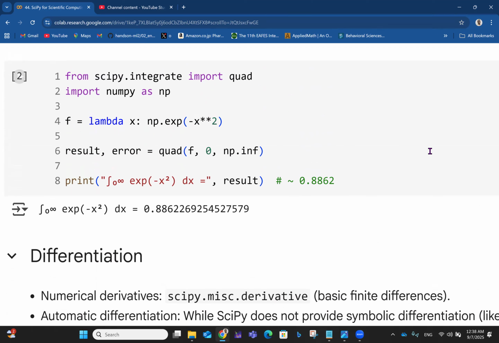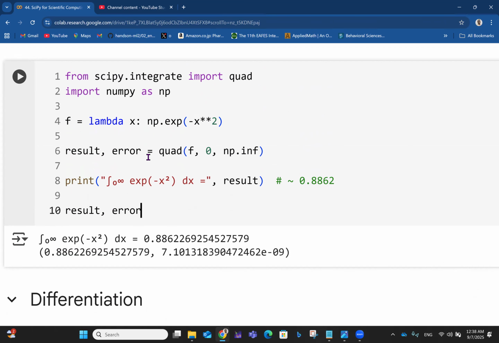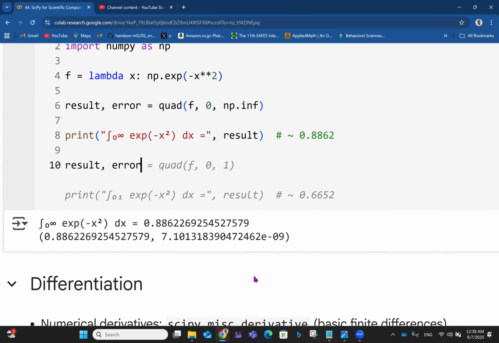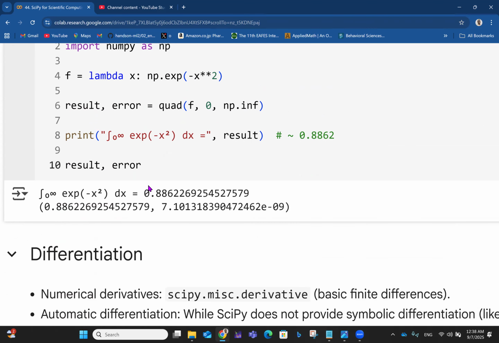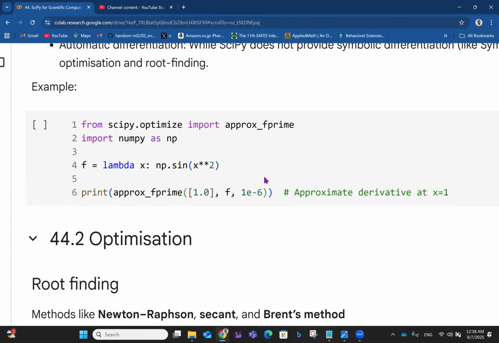Okay, up here we only printed the results. We had results and error, so we could print the results and the error attached to it together. I think that's important because when you do numerical stuff, you want to see the error. So the result is this, and the error is 7.10, and so on. When you are doing numerical procedures like this, you are interested in the error, and that's what we have right here now.